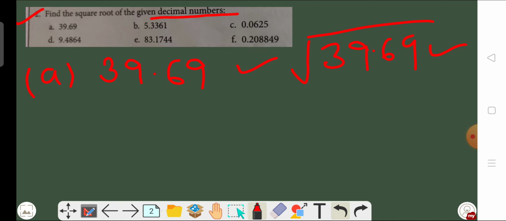To find the square root of this number, firstly we remove this decimal. We can write this number as 3969 by 100. By dividing with a suitable number, we can remove the decimal sign. If we have 2 places after decimal, then we have to divide by 100, and if we have 3 places after decimal, then we have to divide by 1000, and if we have 4 places after decimal, then we have to divide by 10,000. In the same manner, we can remove the decimal point.